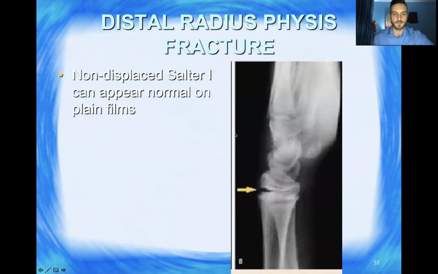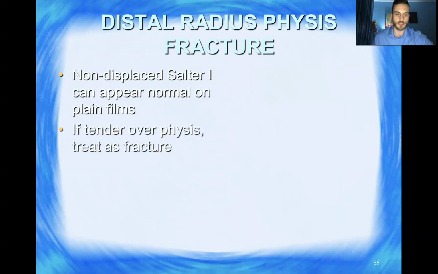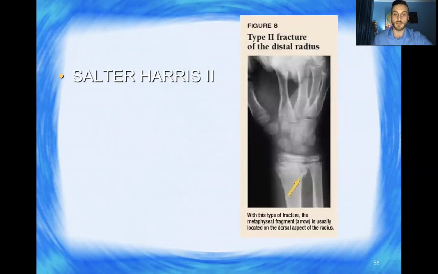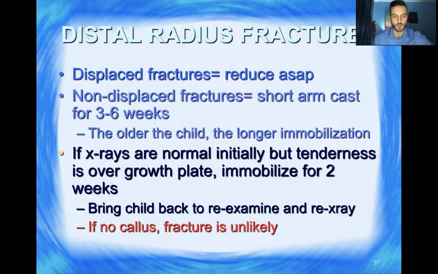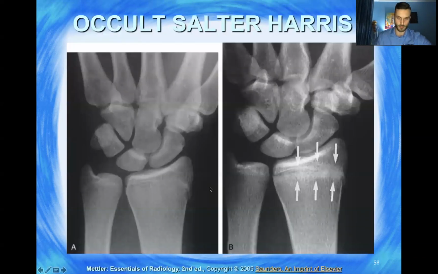Okay, type 1, non-displaced, short arm cast, as we already mentioned. Type 2, if it's displaced, you have to reduce it ASAP. If non-displaced, put an arm cast for 3 to 6 weeks, and if the child is older, he may take more time. If X-rays are normal initially but there is tenderness, immobilize only for 2 weeks, just pain, just signs of fracture. You may not see it on X-ray, so just put a back slab for 2 weeks, then re-examination and re-X-ray after 2 weeks.